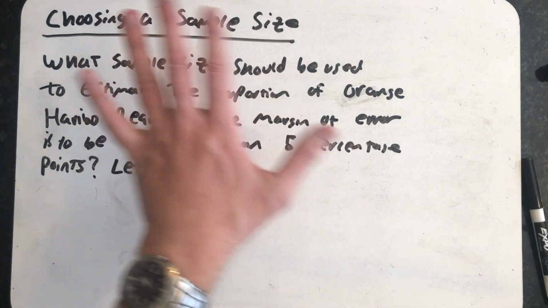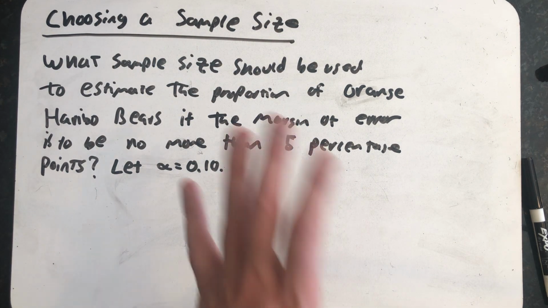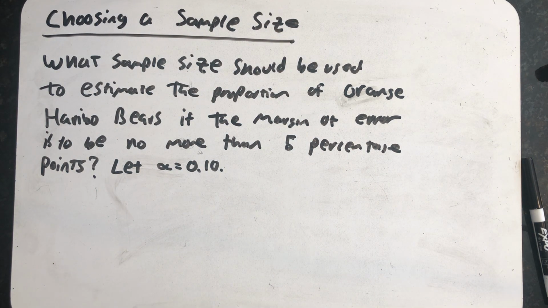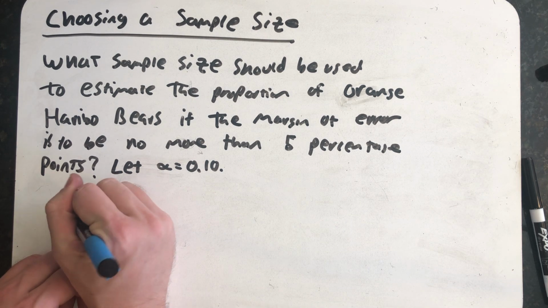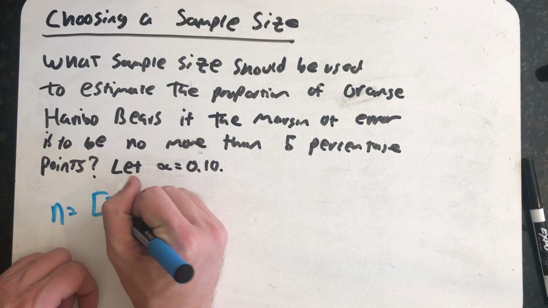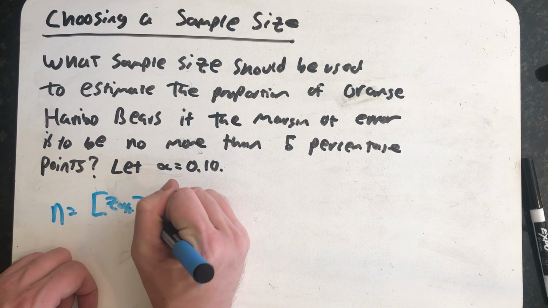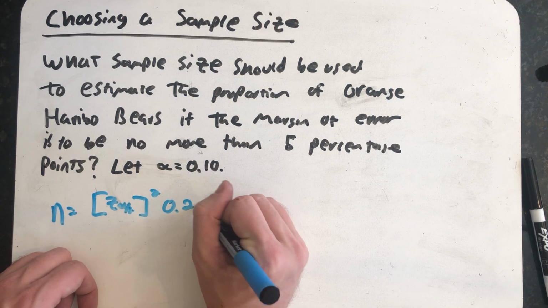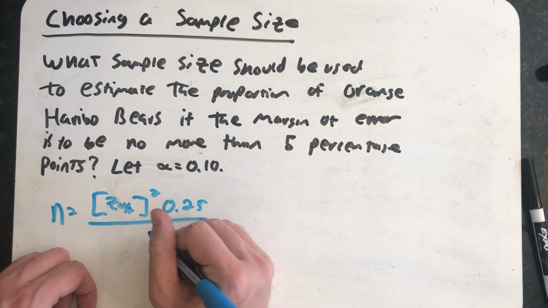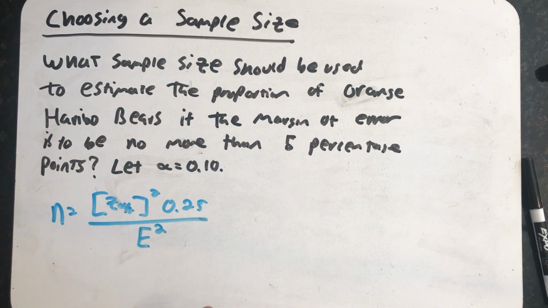Well, I want to assume that I don't know anything else about this situation, so I have to use the sample size formula that says I don't know anything about p hat. So p hat times q hat in that formula turns into 0.25, a worst case scenario.